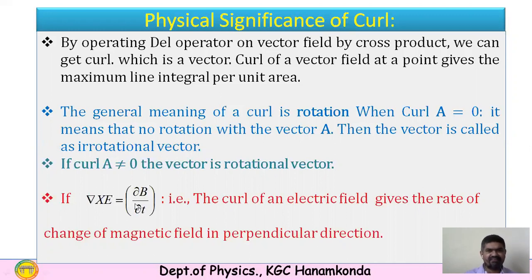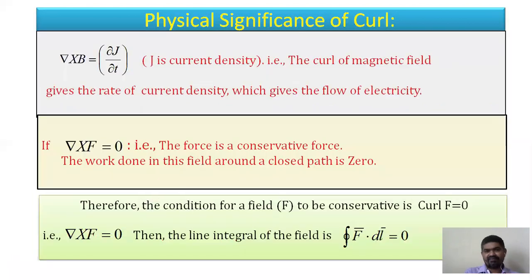Here, one more physical significance is: if del cross E bar, where E is the electric field intensity, the electric field vector, that gives us dou B by dou t. Del cross E bar, that is the curl nature of the electric field, gives us the rate of change of a magnetic field, which is perpendicular to the electric field direction. This is also one more physical significance of the curl of a vector field.